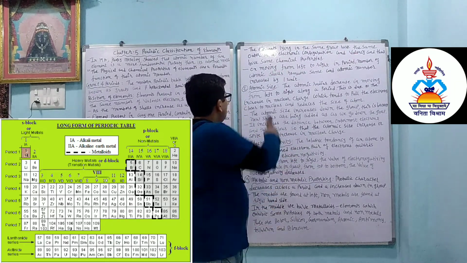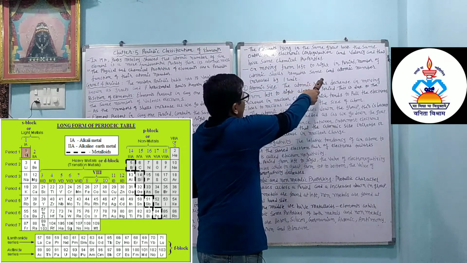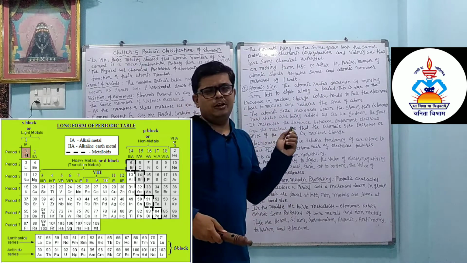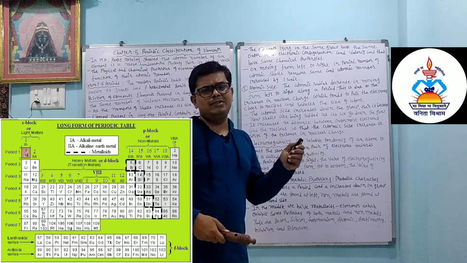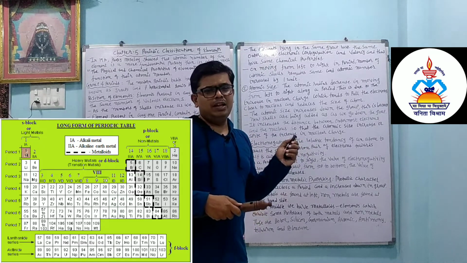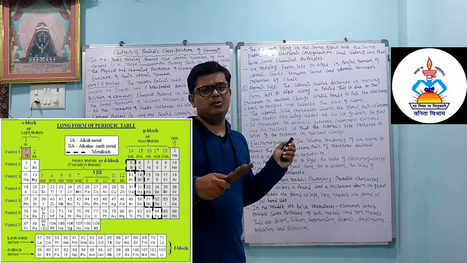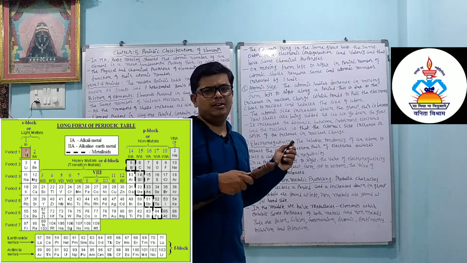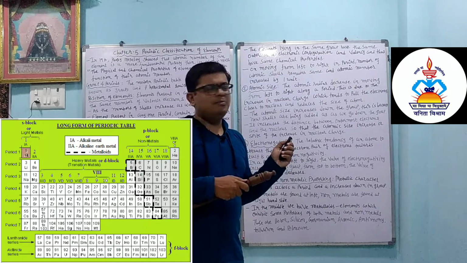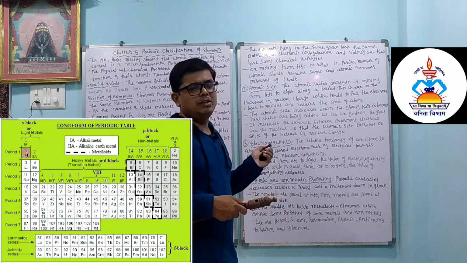On moving from left to right in a period, the number of atomic shells remains the same and atomic number increases by 1 unit. So when we are going in the period from left to right, the electron enters into the same orbit. We take the example of hydrogen to helium. Hydrogen has 1 electron, helium has 2 electrons. The electron enters into the same orbit, same shell or same energy state. So the shell remains the same and atomic number increases by 1 unit.